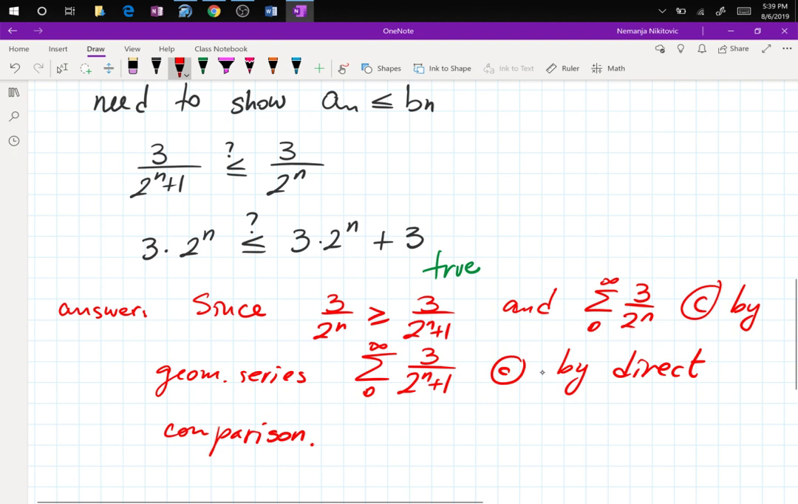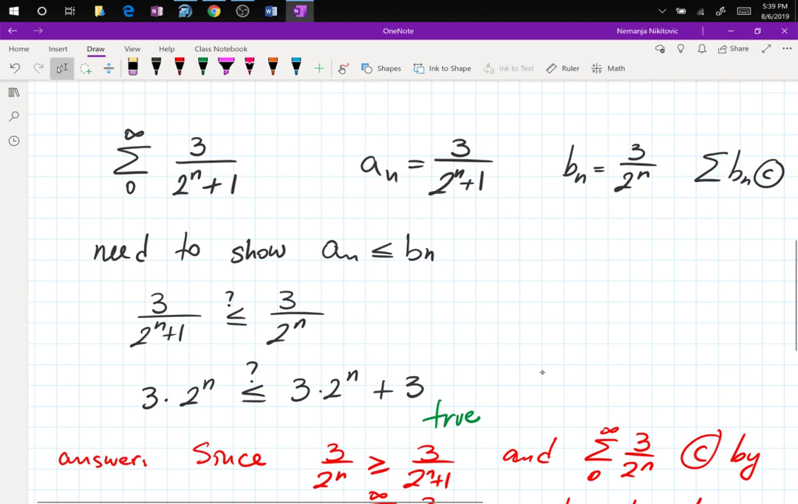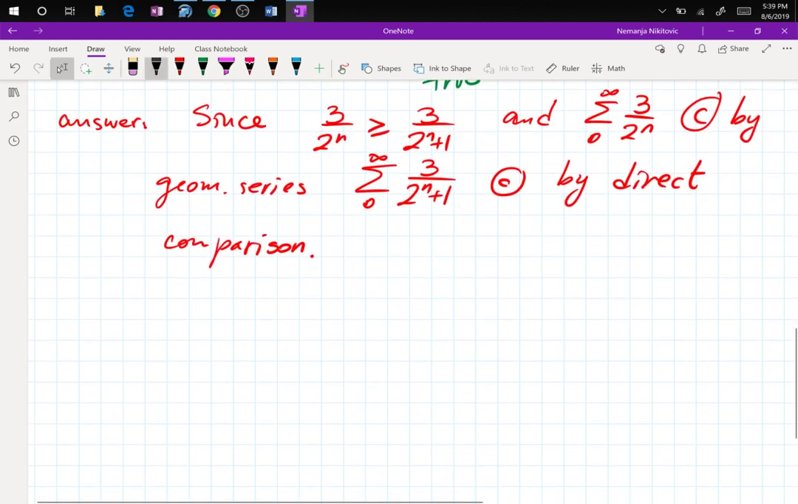We look at the problem, we decide whether the problem should converge or diverge by looking at the form of it, and then we compare it to something that makes sense. Let's see another example.